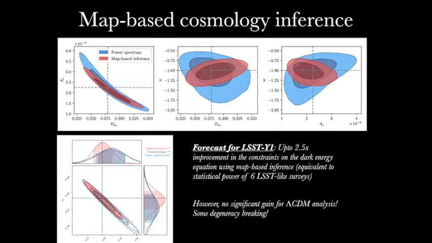And with this pipeline, we forecasted the gain in cosmological information from field-based inference, and we saw that for an LSST year 1-like survey, we will get up to 2.5 times stronger constraints on the dark energy equation of state using field-based inference. However, if we do a similar analysis for lambda CDM, we do not find significant gain in the S8 parameter, but we do see some degeneracy breaking between omega m and sigma 8.